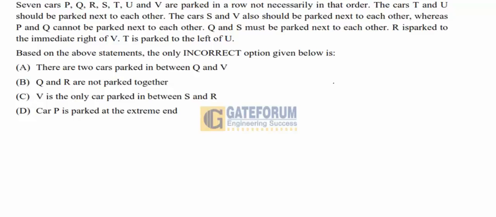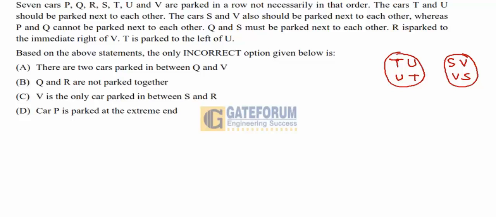Okay, so we know T and U should be parked next to each other. So the location should be either this or this. Any one of them can be true. Any one of them has to be there. The cars S and V should also be parked next to each other. So it is either SV or VS, either one of them must be true.